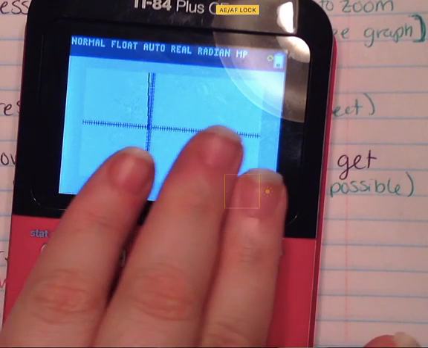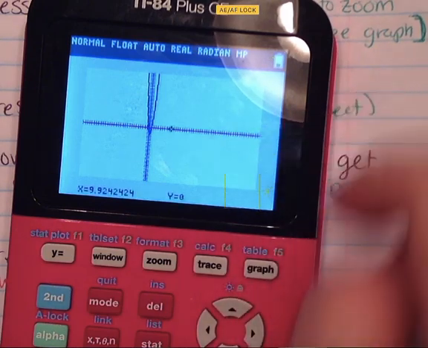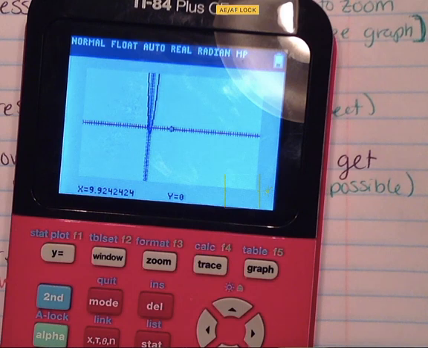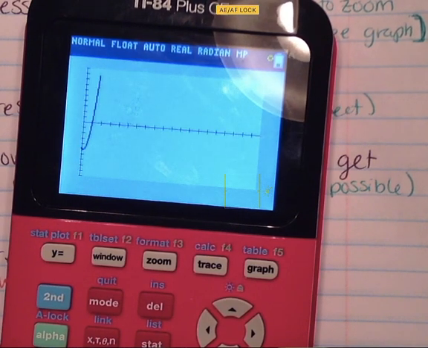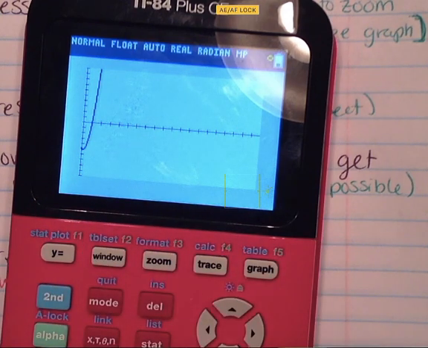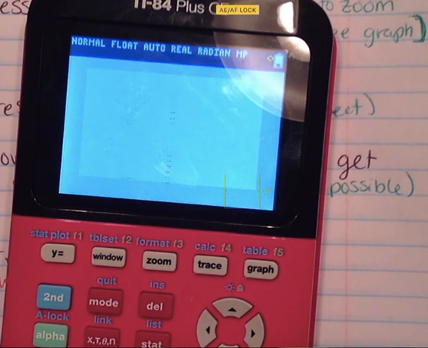Now as you can see, the graph has actually shifted to the left so I can see more of this section because I wanted to zoom out from this section. So when you're zooming out or in, you can actually tell it where to zoom out or in from by just moving your cursor and then pressing zoom out. If I wanted to zoom in, I'll do 2, and then I have to press enter on here. And so it actually zoomed in on that location. If you wanted to go back to the 10 by 10, zoom 6 is how you go back to the 10 by 10. As you can see, that's 10 by 10.